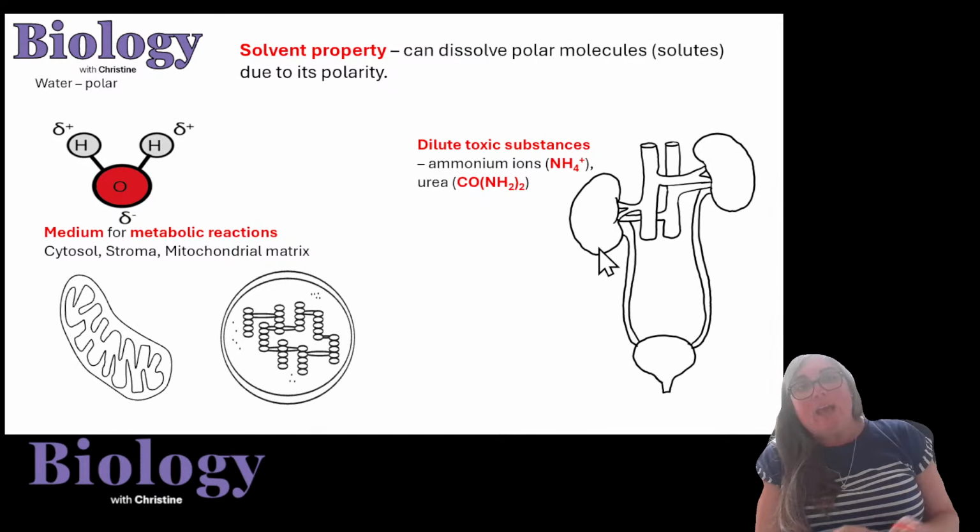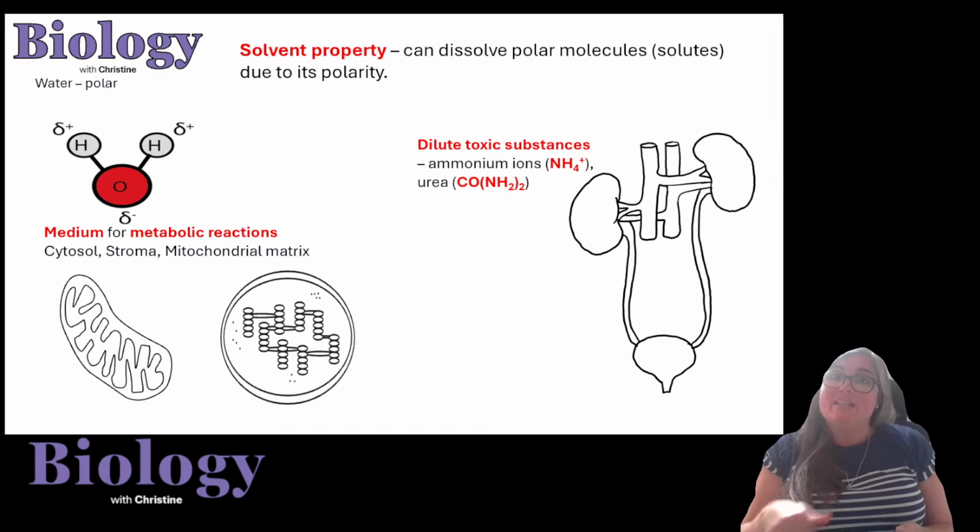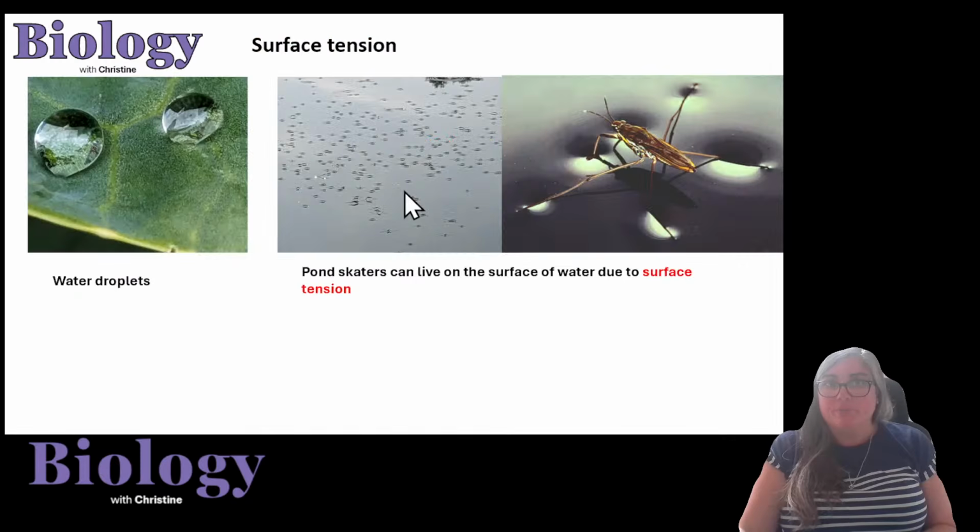If we're looking at the kidneys and our nitrogenous waste, water is a way in which we can dilute toxic substances until we are able to excrete them.